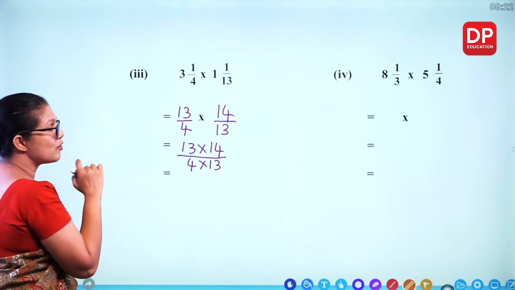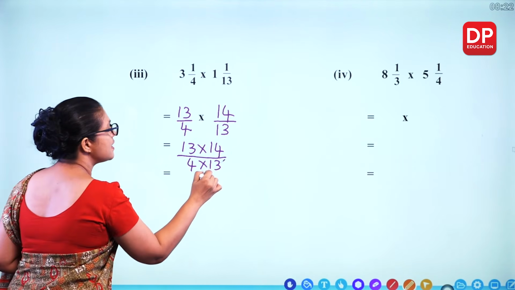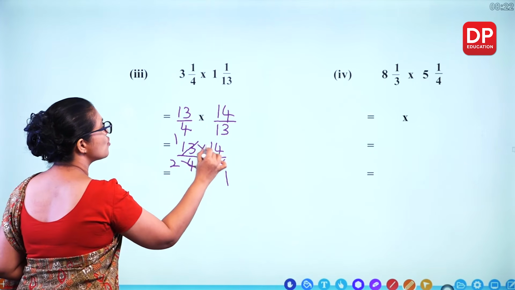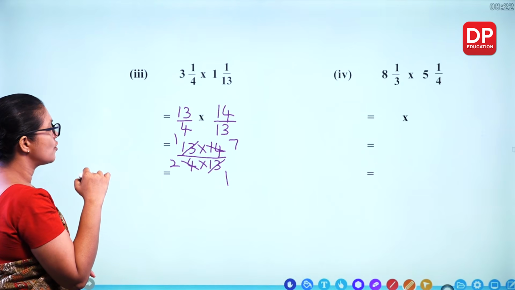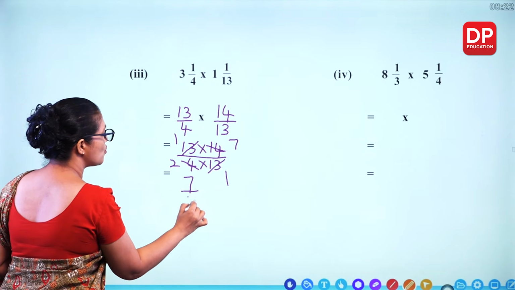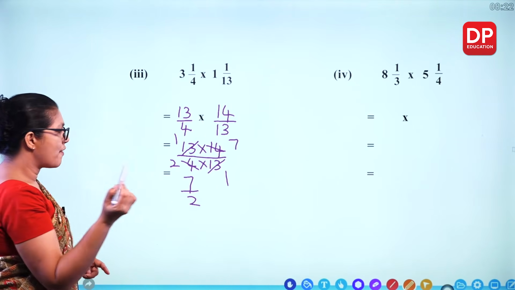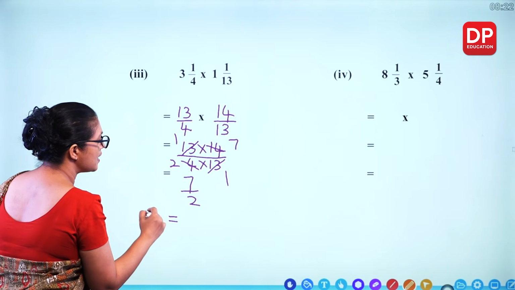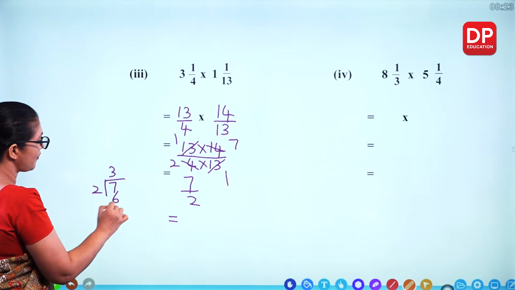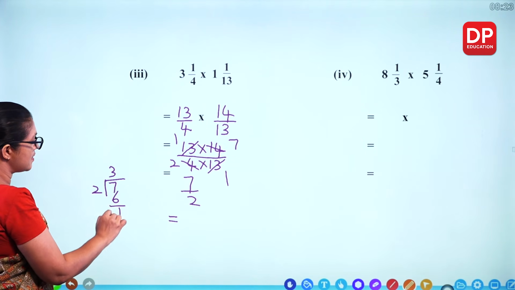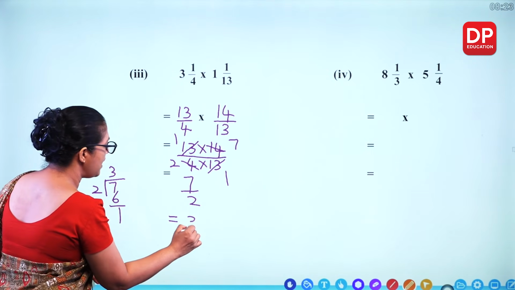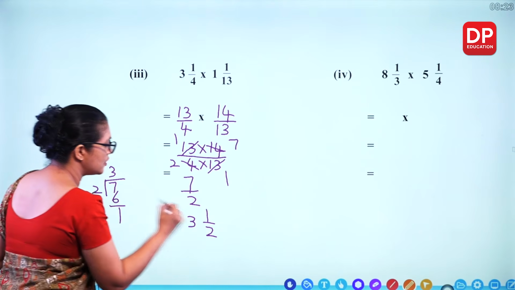So what you get? You can simplify. 13 times 1, 13 times 1. 2 times 2, 2 times 7. So you get 1 times 7 is 7, 2 times 1 is 2. This is an improper fraction. You can write it as a mixed number. 7 divided by 2 is 3 and 1 remaining. So 3 and a half.